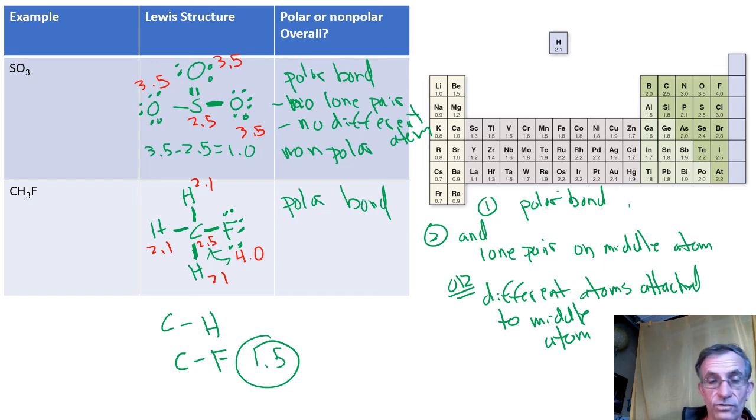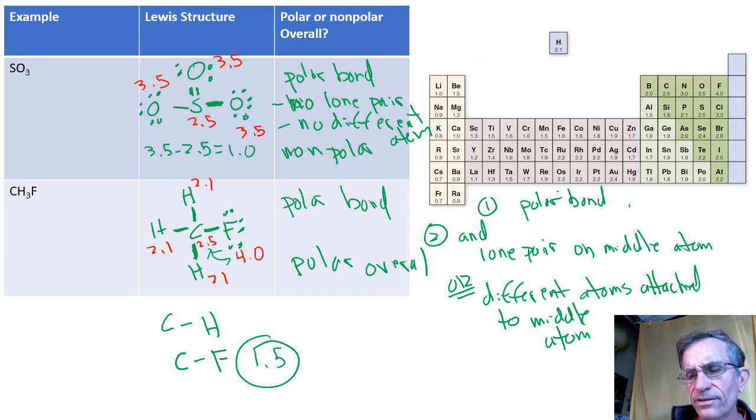It should be polar overall. Why? Because, yeah, we found a polar bond, the carbon-fluorine one, and we also found, what do you see? There's no lone pair on the carbon, but there are different atoms. Different atoms on the middle atom. So there's hydrogens and fluorine. That's what I mean by different atoms. So that makes it polar overall.